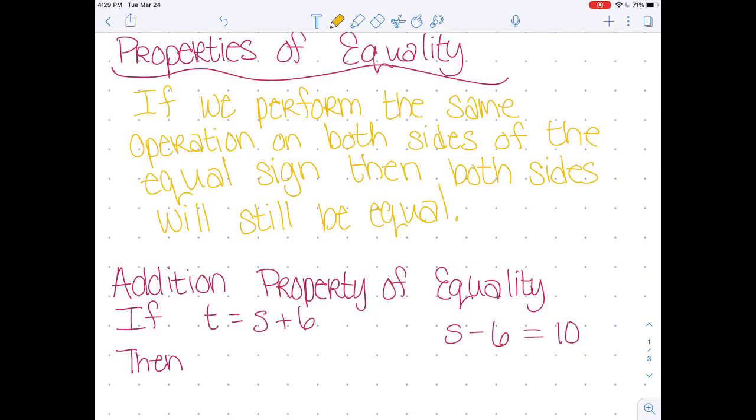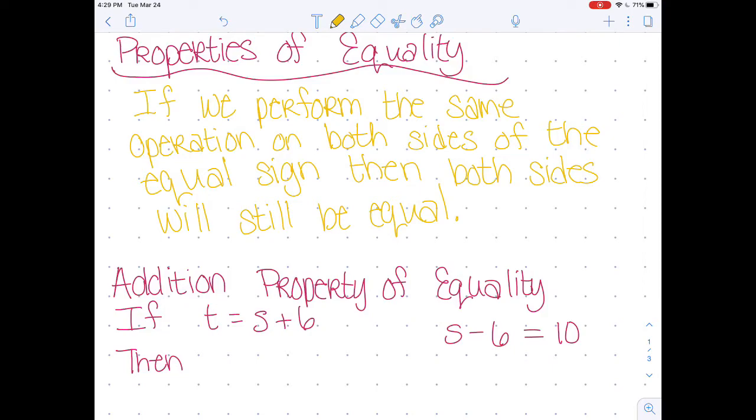Okay, we're going to talk about properties of equality. And what the properties of equality tell us is that if we perform the same operation on both sides of the equal sign, then both sides will still be equal afterwards. So like if we add 6 to both sides, they're still equal. We didn't change anything about the equation.